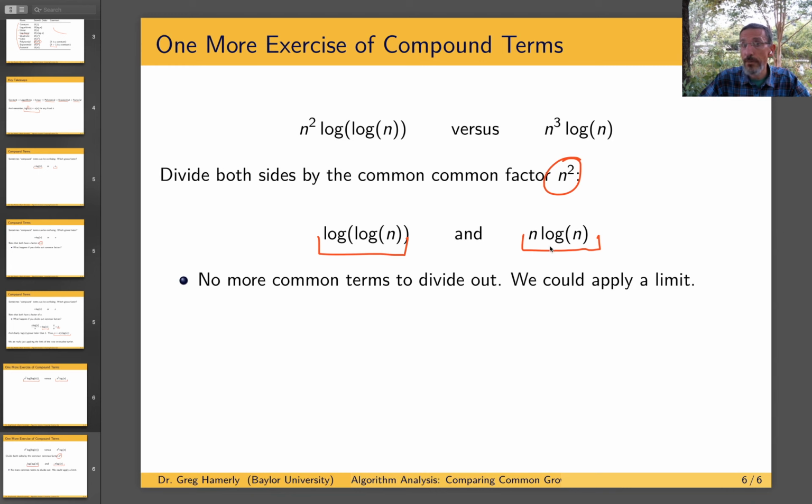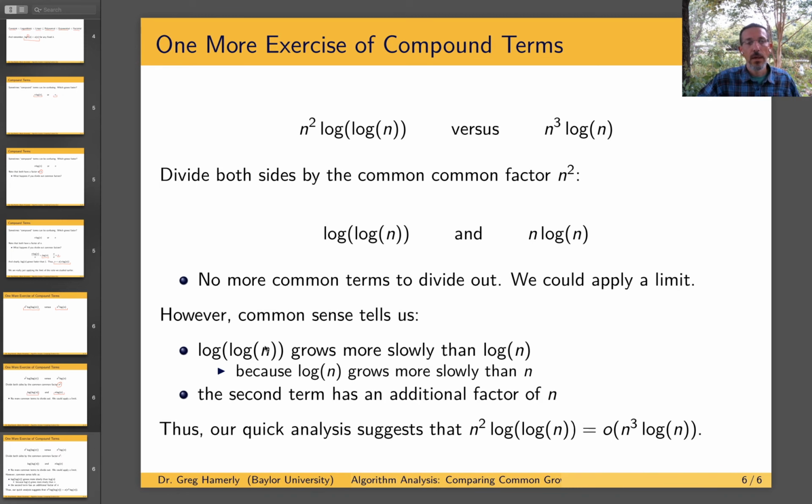There's no more common terms to divide out. In other words, we cannot divide out this log n because this log n is inside of this other log. So this is n times log n. This is not log times log n, it's log of log n, okay? So we can't divide this log n out. That's not possible, it's not valid. We could, at this point, apply a limit. In other words, we could take log log n divided by n log n and take that limit as n goes to infinity. But here's sort of a shorthand way to think about a different way.